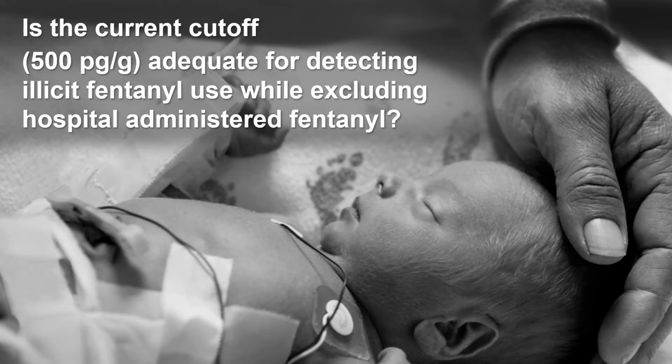In the absence of previous literature, a cutoff of 500 picograms per gram, which by the way is the same thing as 0.5 nanograms per gram, was selected based on what we have observed with other compounds similar to fentanyl that are found in umbilical cord. However, fentanyl is a useful anesthetic that is used in labor and delivery. So while we want to pick up illicit fentanyl use, we do not want the red flag cases where the hospital administered fentanyl during labor and delivery.